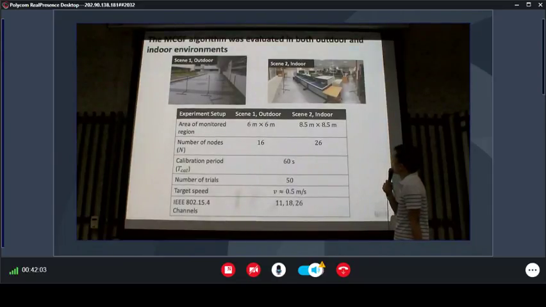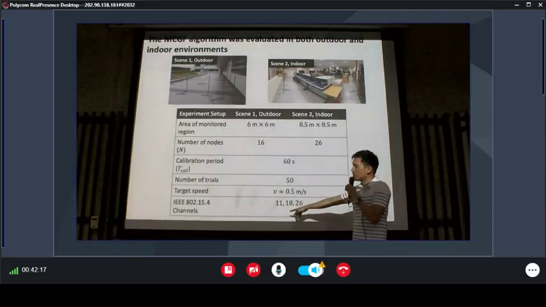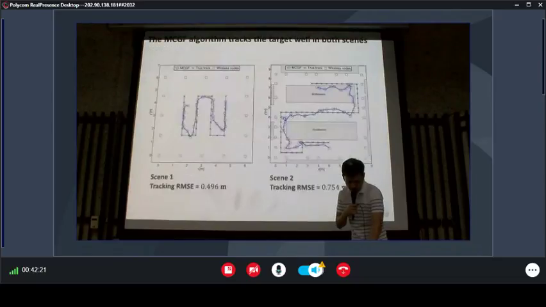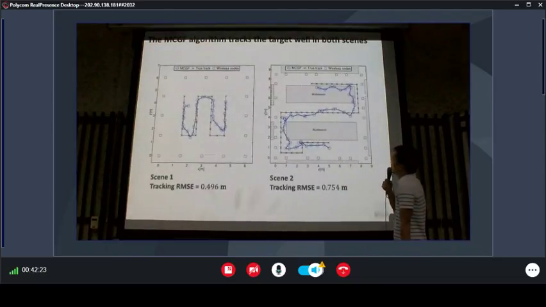Once again, for the indoor environment, this is similar to the environment wherein we tested the GF algorithm, using almost the same number of trials and the same number of nodes. And we used three different channels for the links. So we see here that this algorithm tracks the target well in both scenes. For the outdoor scene, we have a tracking error of around half a meter. And for the indoor scene, we have a tracking error of around 3/4 of a meter.